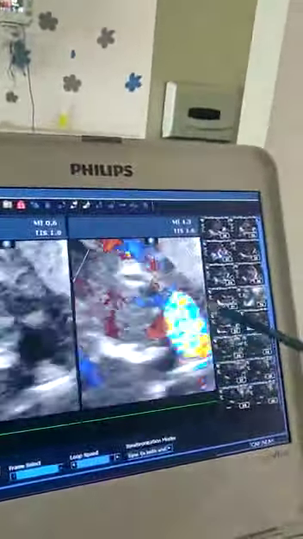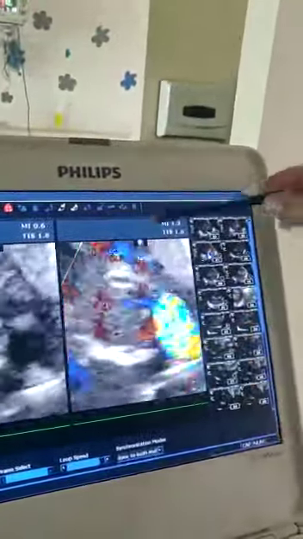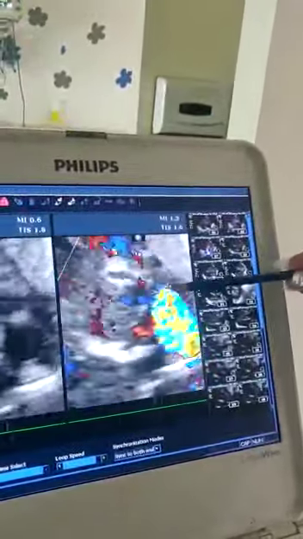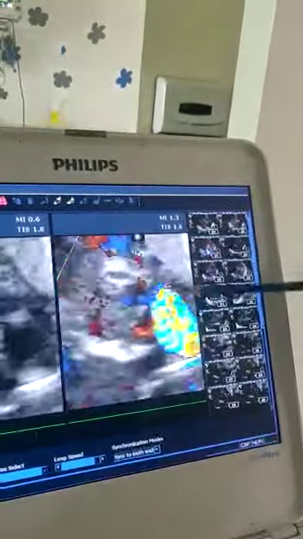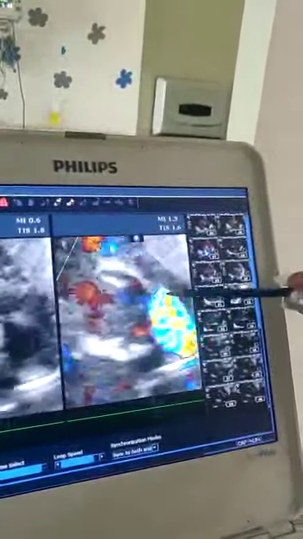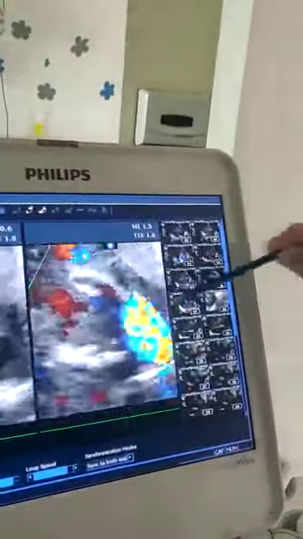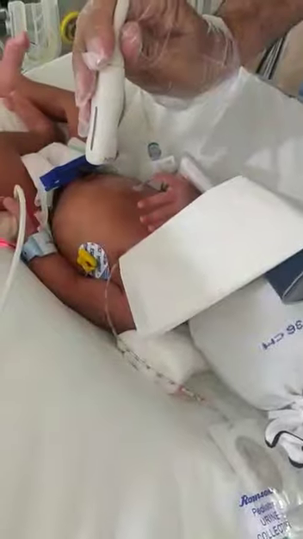The same thing is depicted here on the color Doppler, the aorta here, and you can see the pulmonary artery, and this is a stenotic pulmonary valve, and you can appreciate the turbulence there. The flow that happens actually could be due to the ductus arteriosus, and some amount of flow also across the pulmonary artery.